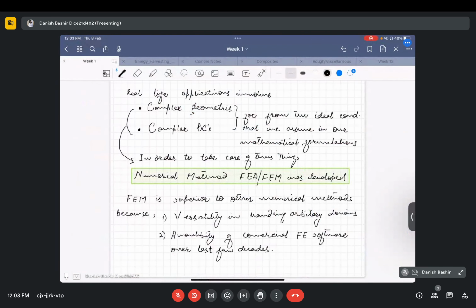So we saw why FEM is superior to other numerical methods. Now we will begin to see the other things regarding this finite element method. What are the steps that this finite element method usually involves? Okay, so we will see.